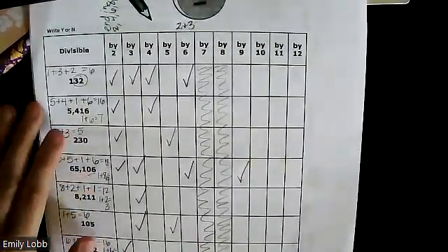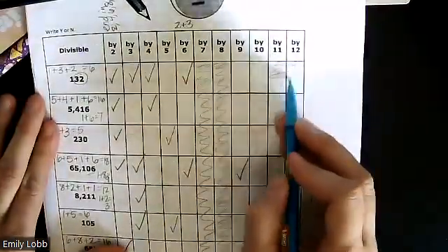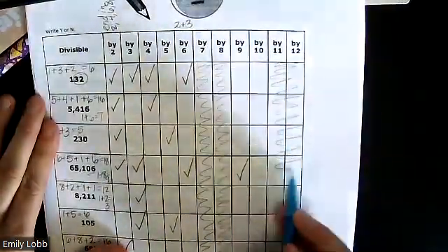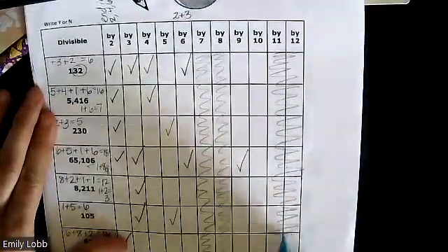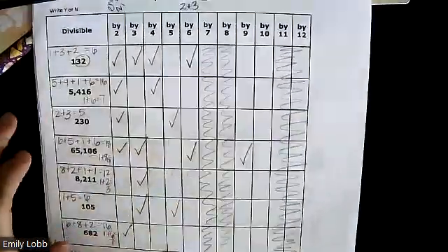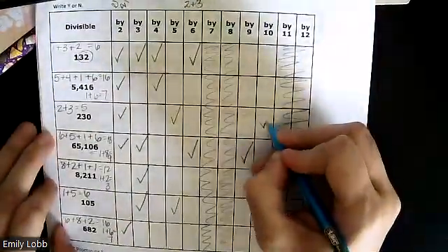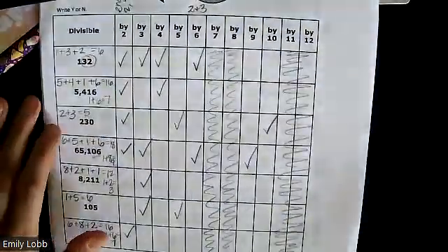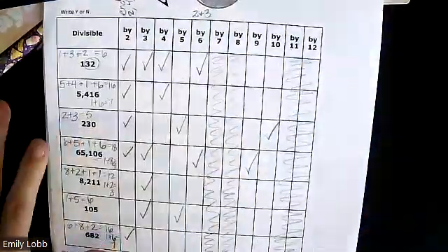And then finally, the last one you have to do is by 10. Does it end in 0? So this is the only one, right? If you want to say no in those other ones, go for it. Otherwise, we're done.